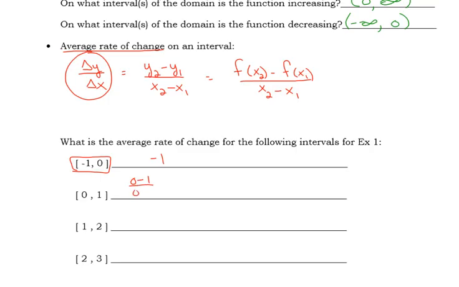The change in y over the change in x. 0 minus 1 is negative 1, 0 minus 1 is negative 1, and negative 1 over negative 1 is positive 1.